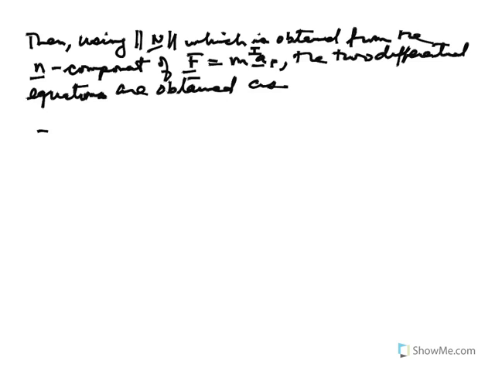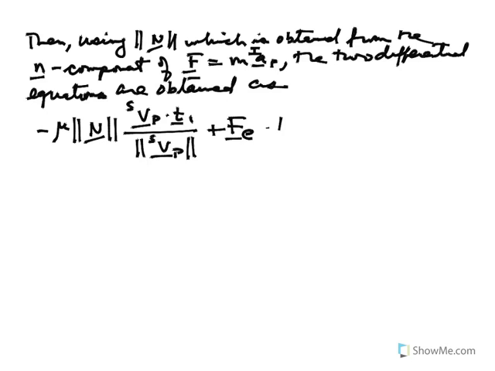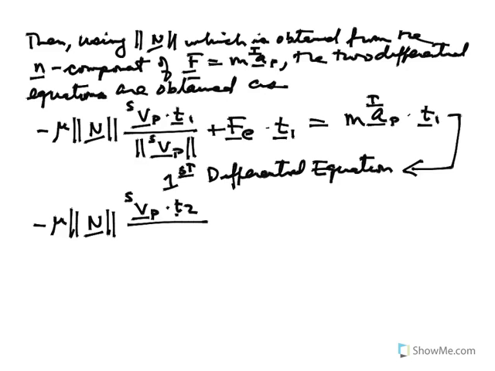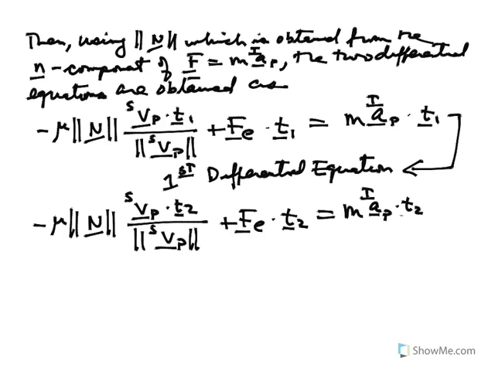We have minus mu times the magnitude of the normal times the velocity of p and s dotted with t1, all divided by the magnitude of the velocity of p and s, plus fe dotted with t1 is equal to the mass times the inertial acceleration dotted with t1. This is the first differential equation. And then the second differential equation is minus mu times the magnitude of n times vps dotted with t2, all divided by the magnitude of vp in s, plus f sub e dotted with t2 is equal to the mass times the inertial acceleration dotted with t2. And this is the second differential equation.